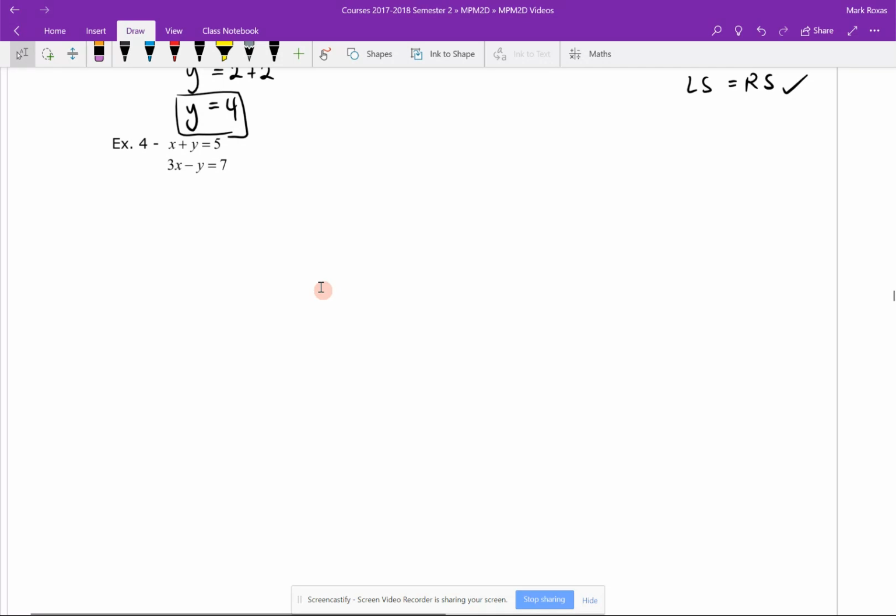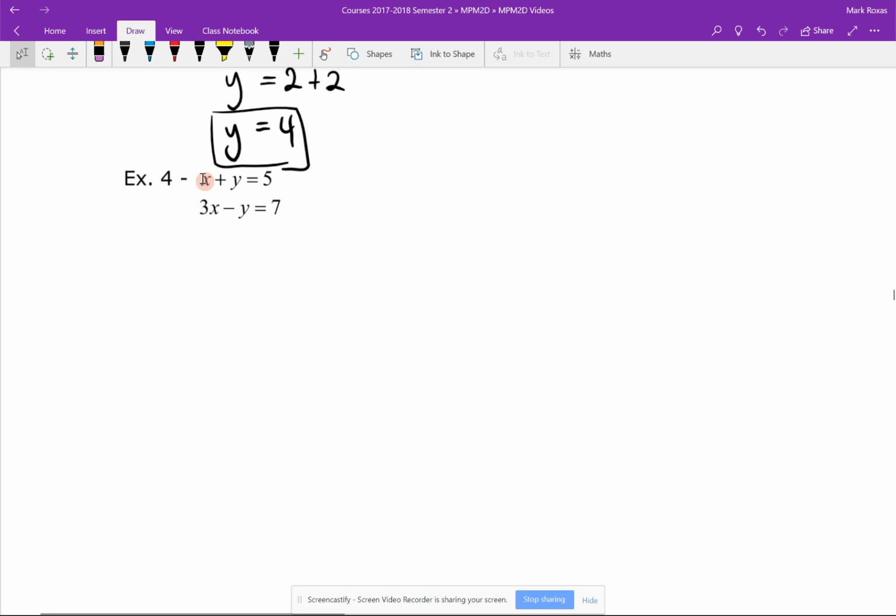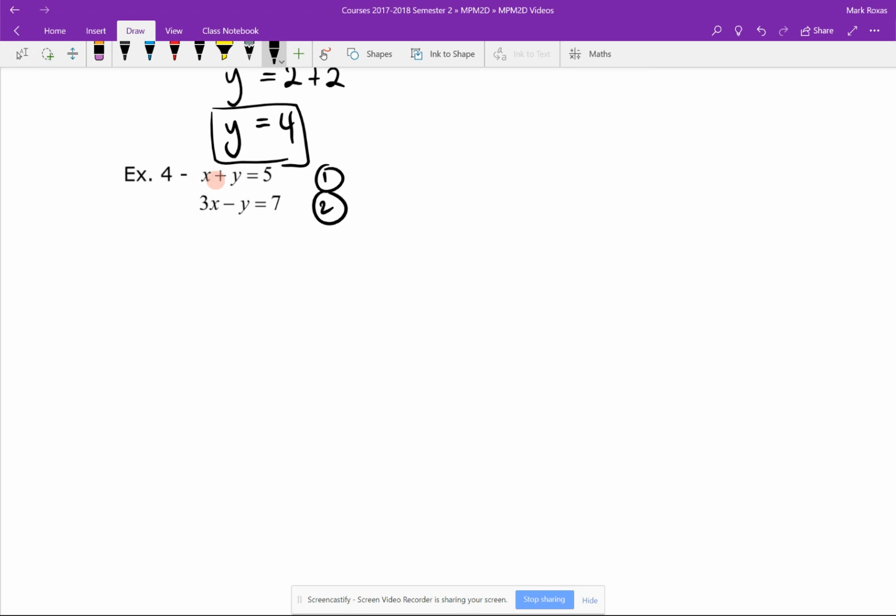Example number 4. So here I have x plus y equals 5 and 3x minus y equals 7. So I have to isolate one of the variables. I'm going to isolate the x in the first equation because it looks like it's easier to isolate. You can also isolate y too. It's probably just as easy. Let's call these equation 1 and equation 2. In equation 1, x equals, if I subtract y from both sides, 5 minus y.